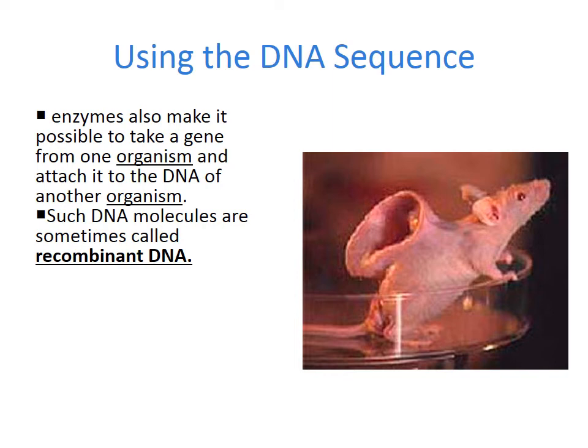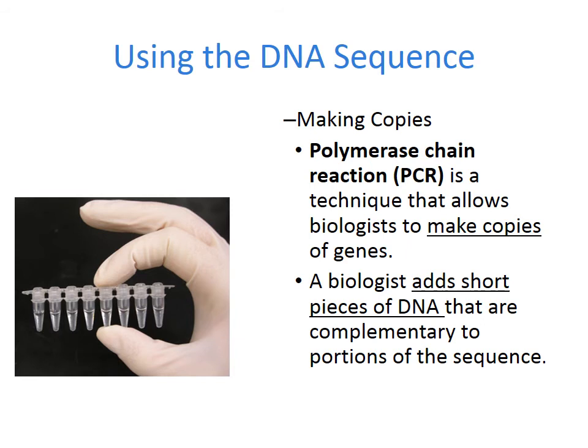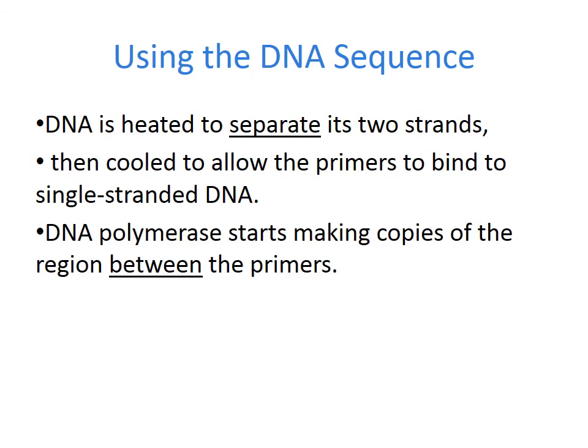Now we're going to start talking about some stuff that we have not talked about before. And we have what's called the polymerase chain reaction. And this is how they make copies of genes. Okay? So what a biologist does is they add short pieces of DNA that are complementary to portions of the sequence. So if you have one strand of DNA, you get the complementary strand of it. So the DNA is heated, and that separates it into two strands. Then it's cooled, and that allows the primers to bind to the single-stranded DNA. And the primers kind of tell the DNA polymerase where to make copies or where to add those bases. Remember, DNA polymerase, that's what adds the correct bases.